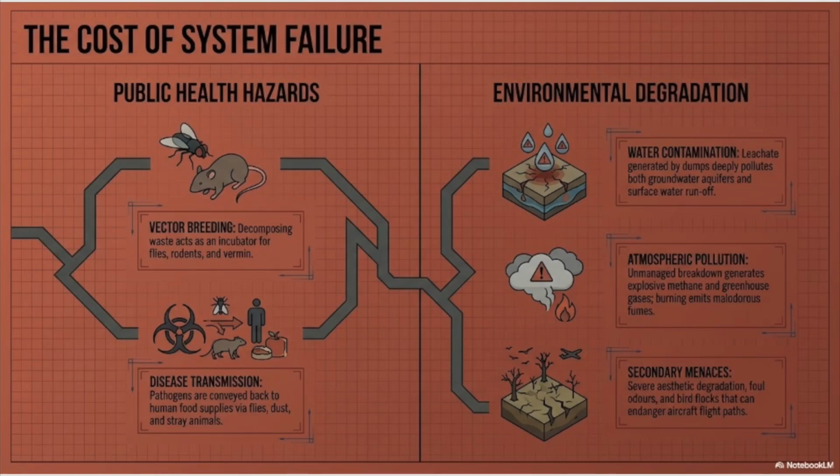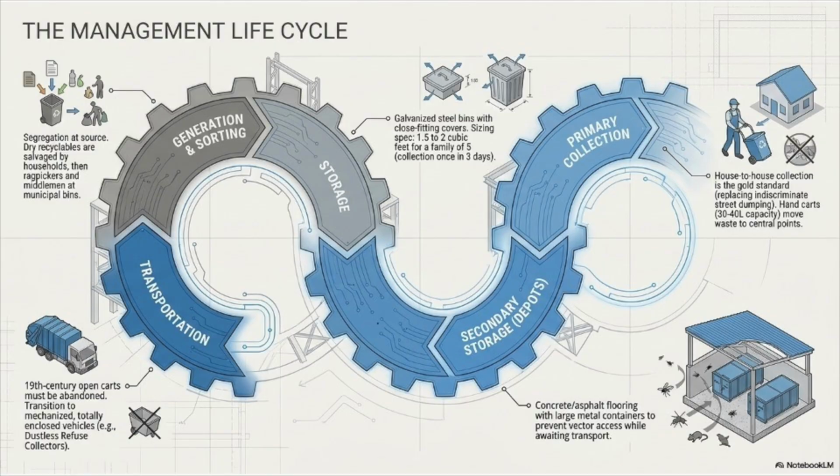animals. On the environmental side, we see water contamination, where leachate generated by dumps deeply pollutes both groundwater aquifers and surface water runoff. We also see atmospheric pollution, where unmanaged breakdown generates explosive methane and greenhouse gases, and burning emits malodorous fumes. There are also secondary menaces, including severe aesthetic degradation, foul odors, and bird flocks that can even endanger aircraft flight paths. Let us now walk through the management life cycle in detail.